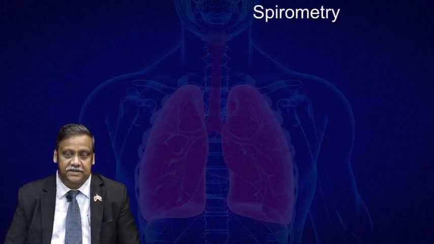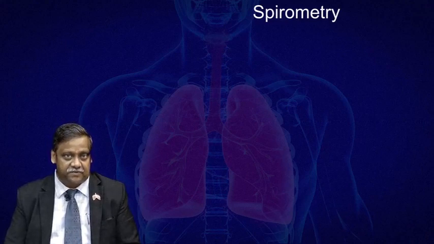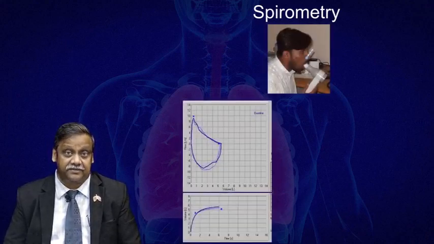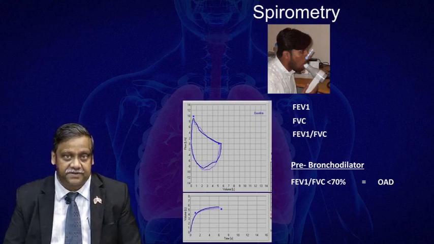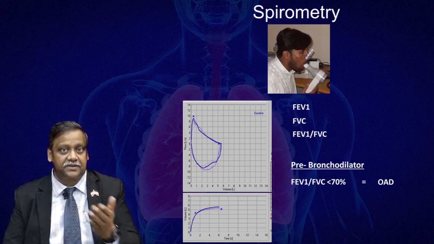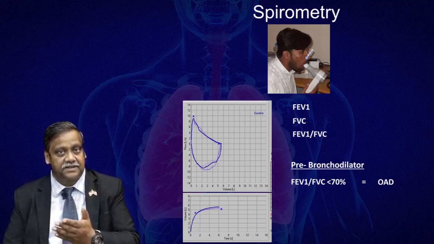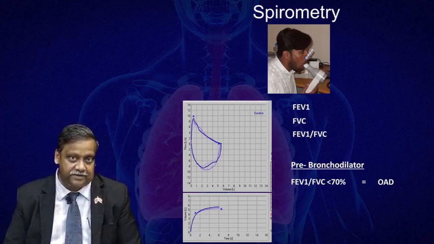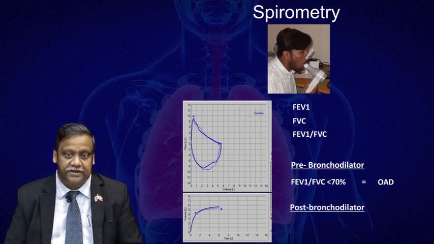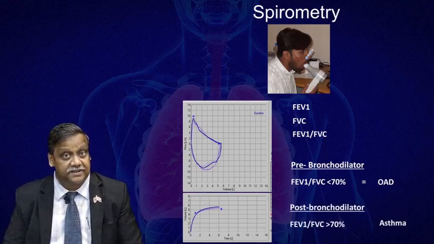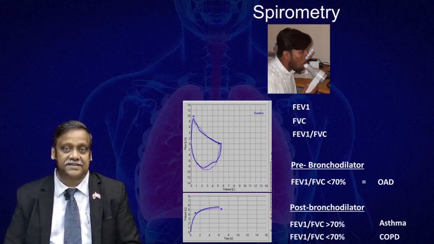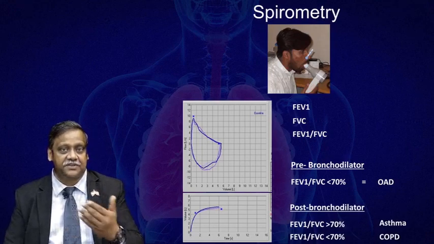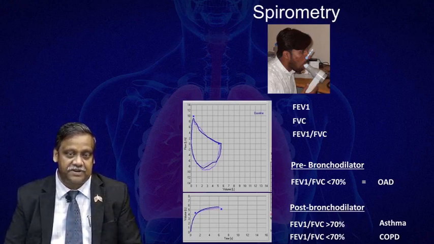between asthma and COPD. So, if you are well versed with spirometry, the defining criteria for obstructive airway disease is the ratio between FEV1 upon FVC, which has to be less than 70%. If that is the case, then you know that patient has obstructive airway disease. Now you give a short-acting bronchodilator, and after giving it, if the ratio now becomes more than 70%, then this is asthma, and if the ratio remains less than 70%, then this is COPD. In fact, this is the defining criteria between asthma and COPD using spirometry.